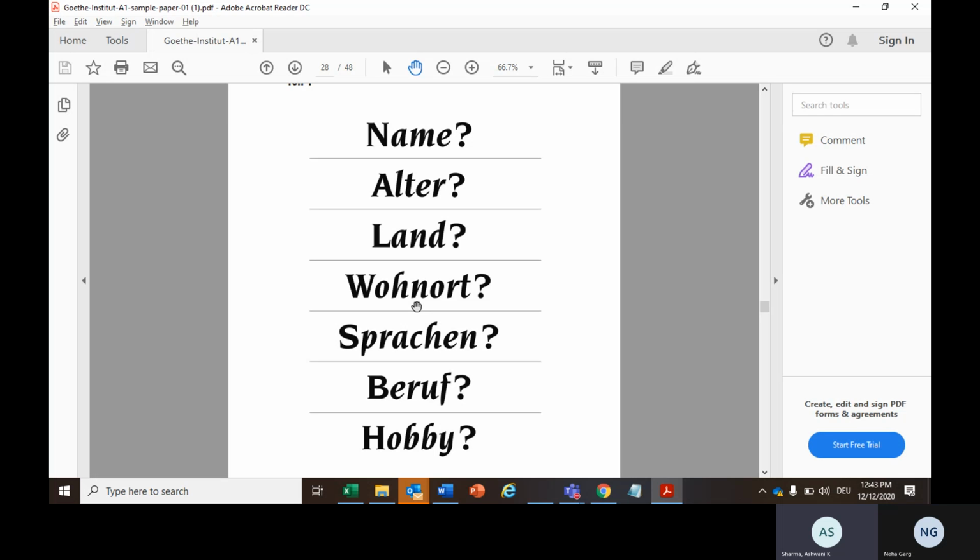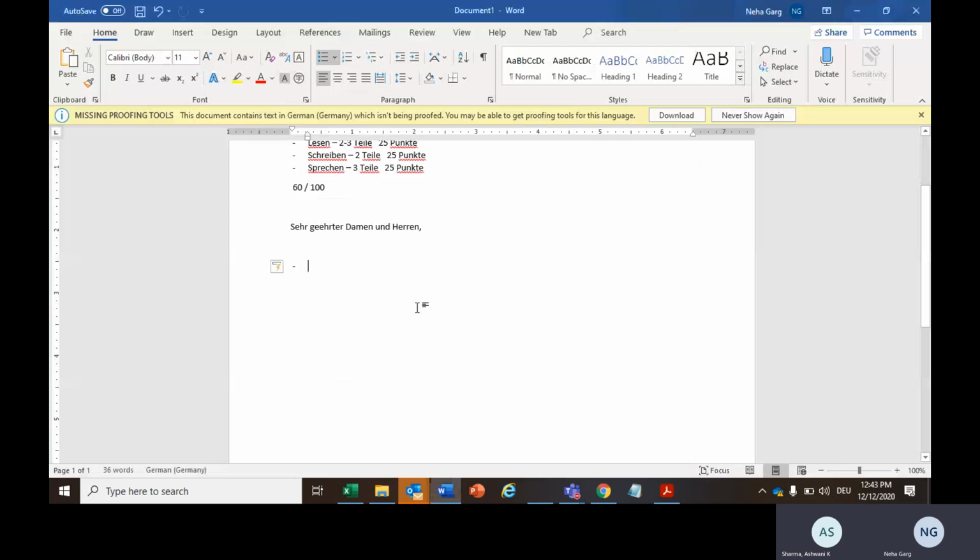Und meine Hobby ist, either meine Hobby ist or meine Hobbys sind. Either keep it singular and make the sentence singular, or keep it plural and make the sentence plural. So meine Hobbys sind.